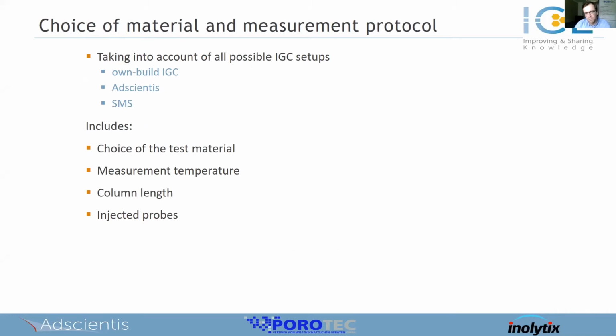The first step of our study was to choose a material and to develop a measurement protocol that takes into account all different setups. We have participants using self-built systems, some are using our ACIENTES solution, and some are using Surface Measurement Systems. We did not want to make it too difficult in the first step and had to choose a good material that is suitable for all participants, as some are limited in the temperature range or in the column length.